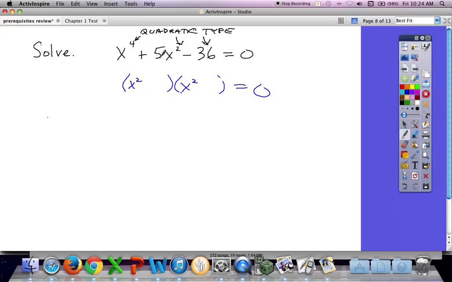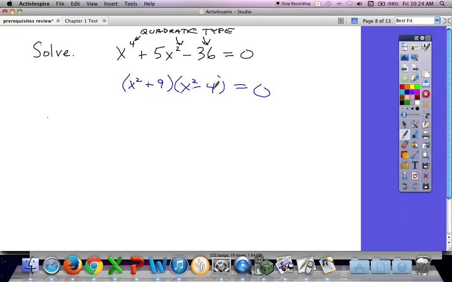One has to be positive, one has to be negative. Which one is positive? The bigger one has to be positive because when you add them together, you get positive 5. So it's plus 9 minus 4.